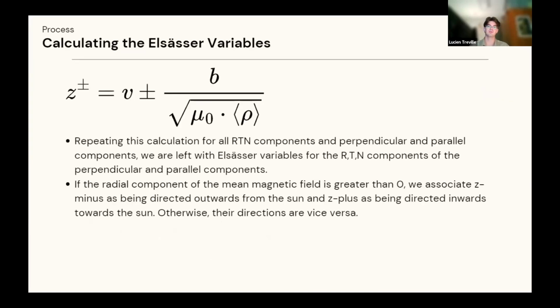Doing this calculation, we now have 6 Elsasser variables: 3 for the RTN components and then 3 again for the perpendicular and parallel components. Something to note is we can have the Z plus or the Z minus. If the radial component of the mean magnetic field is greater than 0, we associate Z minus as being directed outwards from the sun and Z plus as being directed inwards towards the sun. Otherwise, the directions are vice versa.